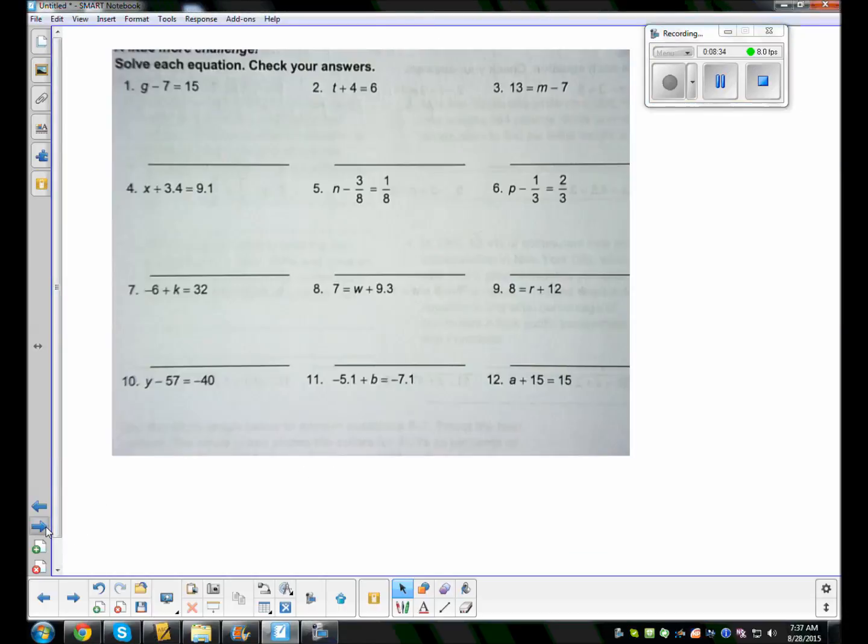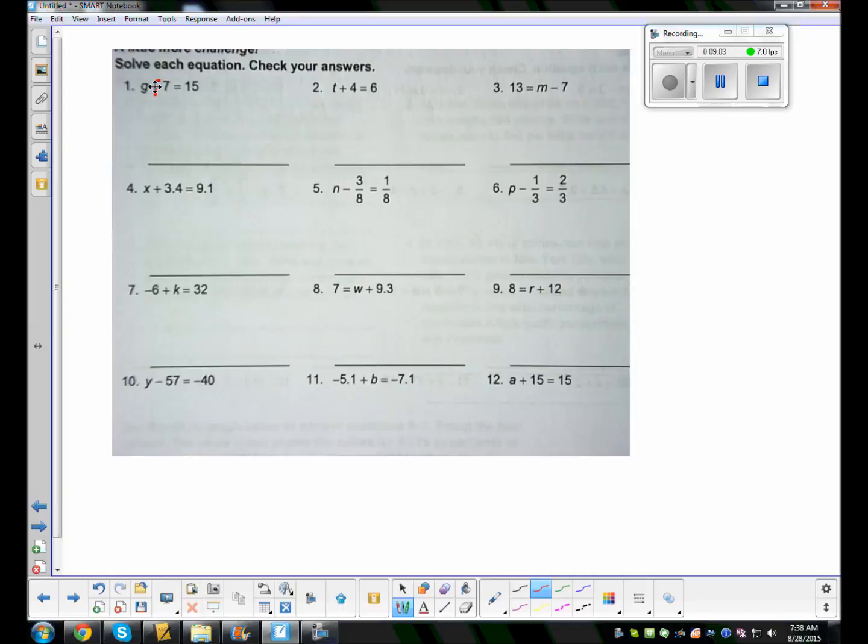Okay, we're going to go to the next page. And I'm not going to do all of these with you, but I'm going to do a few of them with you. I want you to remember that when you have subtraction, you're going to change right away, okay? And then follow the steps. Let's do a decimal one together, and let's do a fraction one together. And then I'm going to leave you to do the rest on your own.